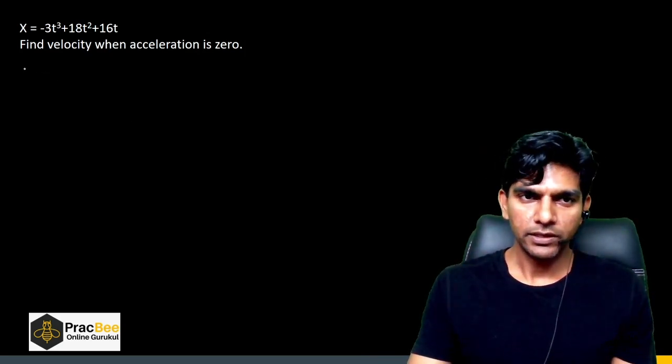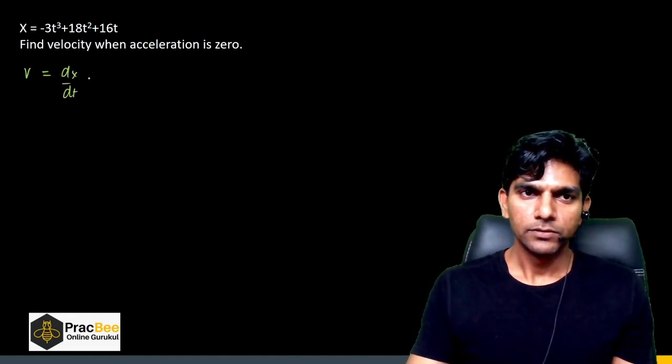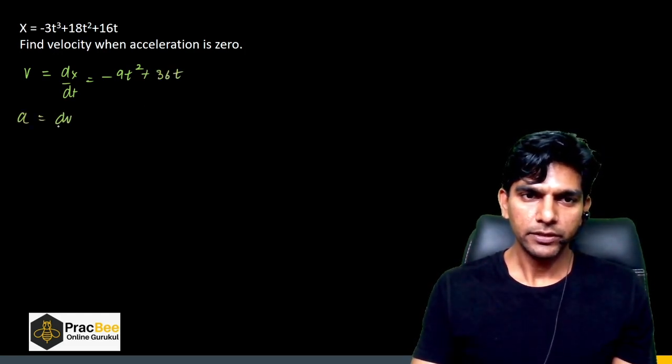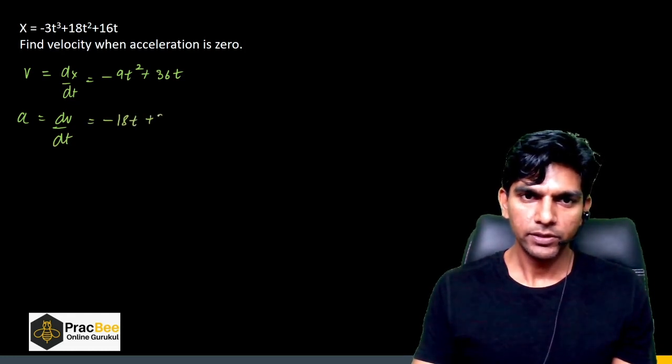So first let us find velocity. Velocity will be dx by dt, so that will be minus 9t square plus 36t. Now the acceleration will be dv by dt, so that will be minus 18t plus 36.